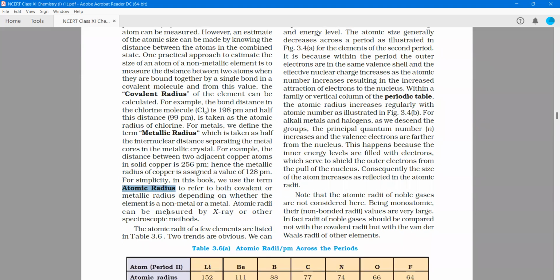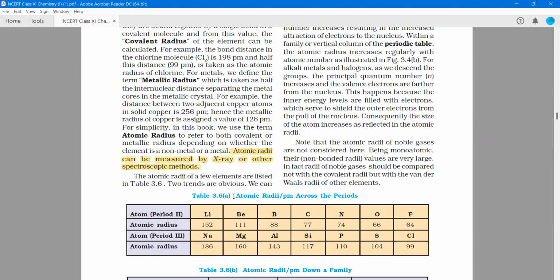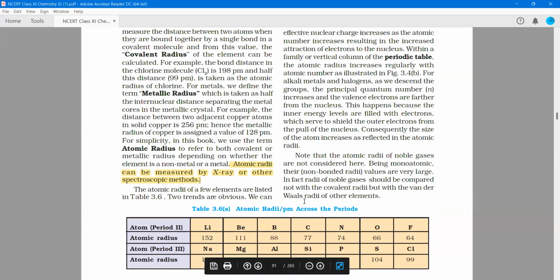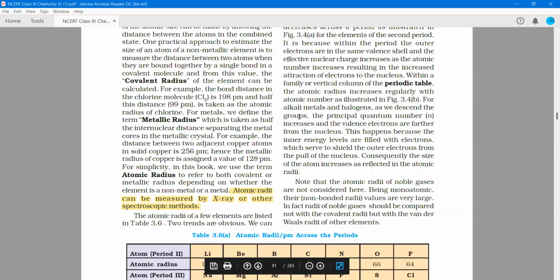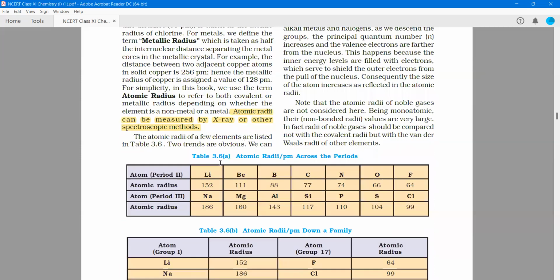As I told you, the atomic radius can be measured by X-ray or other spectroscopic methods. The atomic radii of a few elements are listed in table 3.6. We don't have to remember all this, it is just for information. We can explain these trends in terms of nuclear charge and energy levels, but you can actually see the trend.